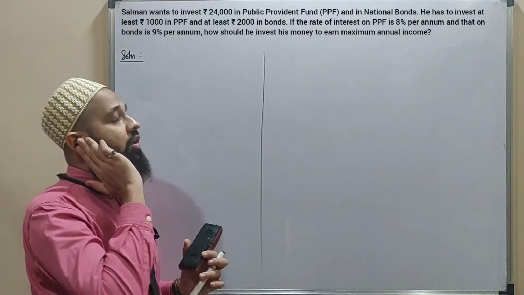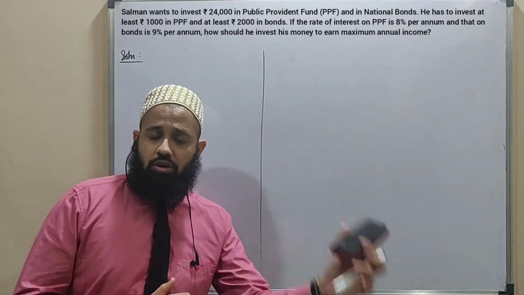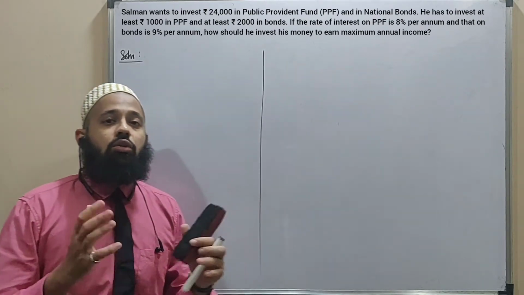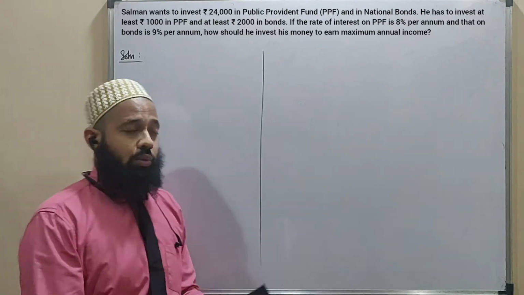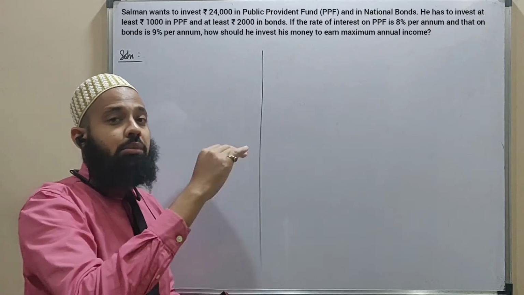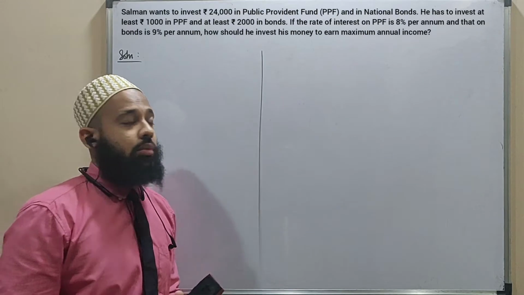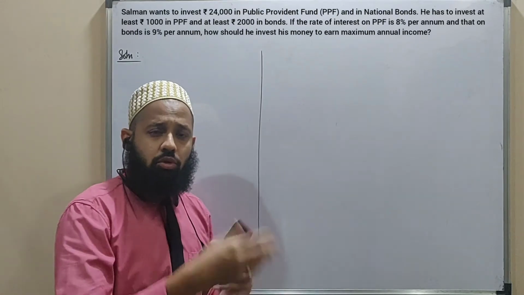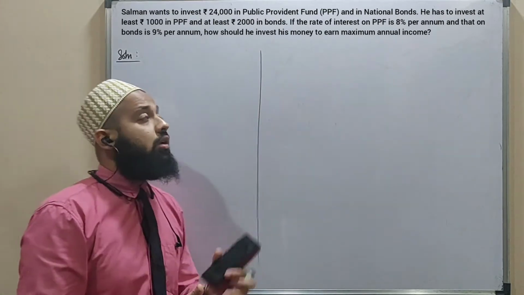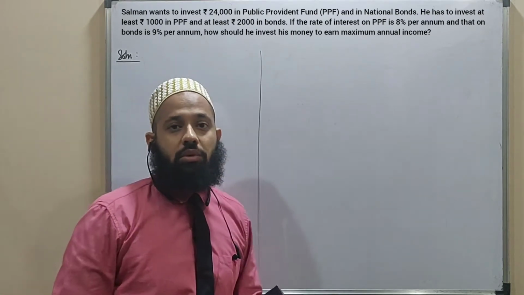There is a person called Salman who wants to invest rupees 24,000 in two schemes. One of them is PPF, that is Provident Fund, and the other one is national bonds. Now the conditions for investment are: Salman has to invest minimum 1,000 in PPF and minimum 2,000 in the national bond. Also the rate of return. So if you make some investment, you will get some return as well. It is 8% on the PPF and it is 9% on the bonds. Formulate this LPP to get the maximum income.